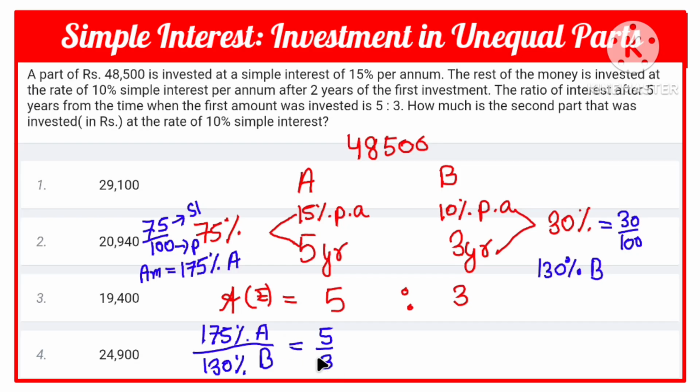Now if we cancel out, if we cancel by 5, here we will get 5 3s are 15, 5 5s are 25. And here if we cancel by 5 again, then 5 7s are 35, and here if we cancel, 5 2s are 10, 5 6s are 30. This percentage will get cancelled. Now if we cross multiply, let us keep A and B this side and take other things on the other side.